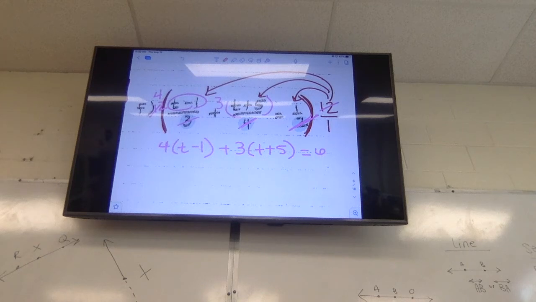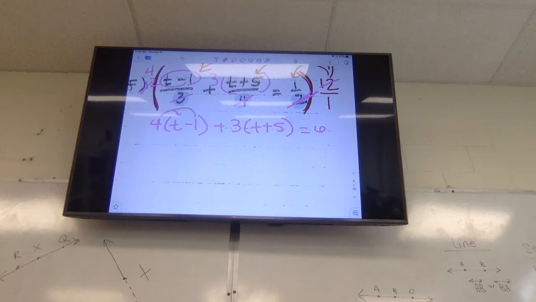We okay with that? I know sometimes in Algebra 2, they teach you to get the common denominator, and then you just get rid of the denominator. You can also do that too. I just think this makes more sense. All right, distribute and solve.